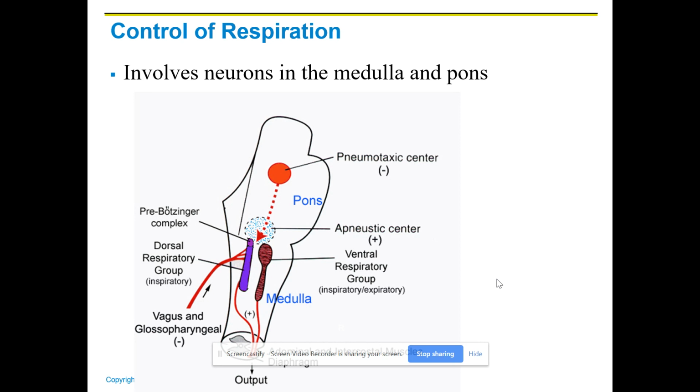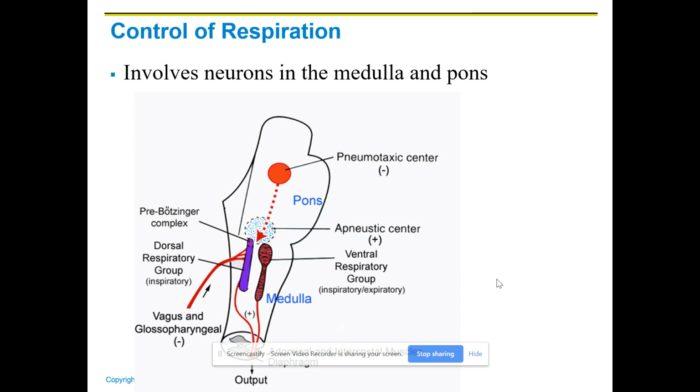When we need more air, there's a center up in the pons, which is called the apneustic center. P-N-E-U means air. When you put A in front of the word, it means no air. So this is the no air center. In other words, we don't have enough air. So we need to either breathe faster or we need to breathe more deeply. So the apneustic center says to those other two, breathe faster, breathe deeper. So we get more air.